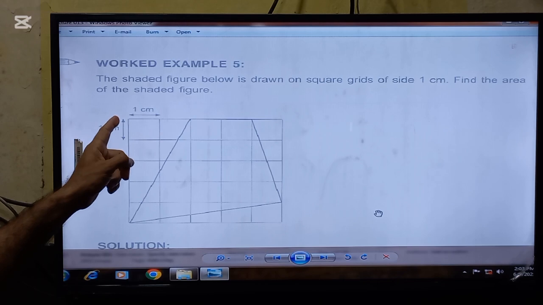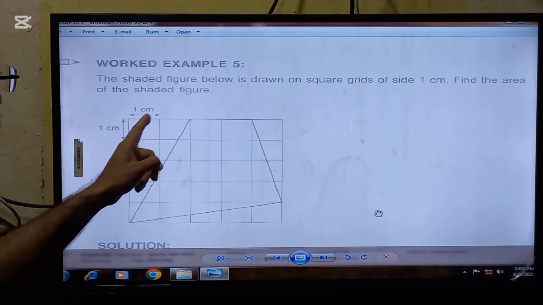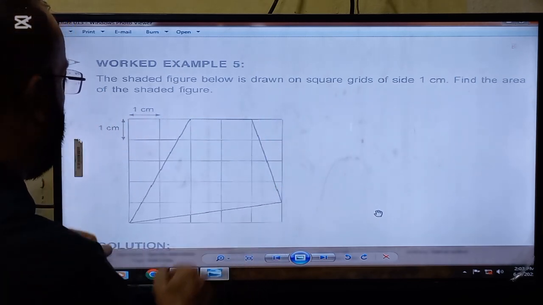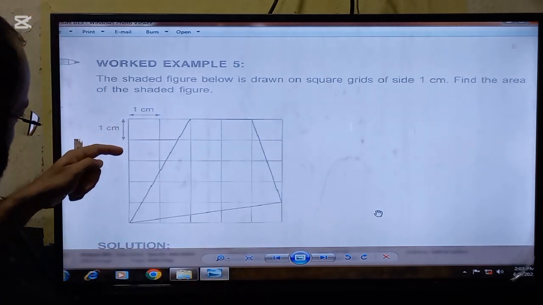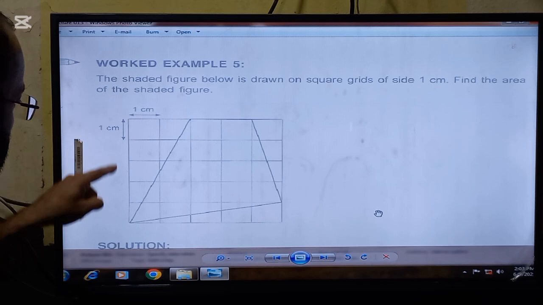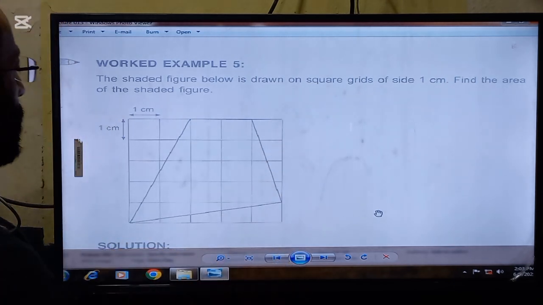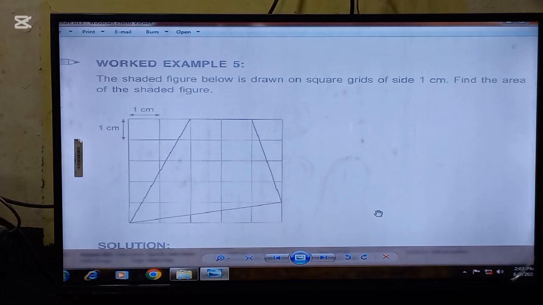If one box represents 1 centimeter, then counting 1, 2, 3, 4, 5, this side is a total of 5 centimeters, and this side, 1, 2, 3, 4, 5, is also 5 centimeters. So it means this total figure is a square, 5 centimeters by 5 centimeters.